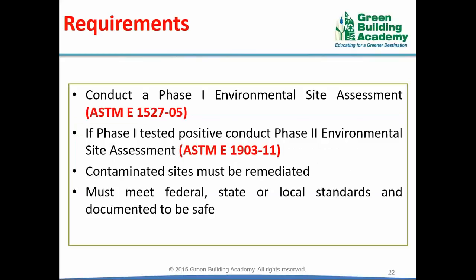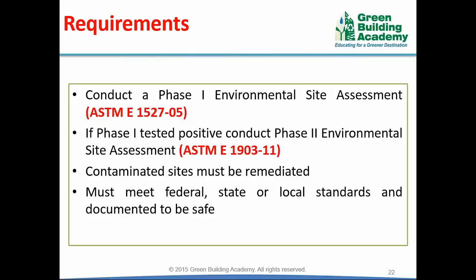So what are the requirements to get this prerequisite? You will conduct a Phase 1 environmental site assessment as per ASTM E1527-05, the standard from the American Society for Testing and Materials, that specifies what should be the strategy and requirement for conducting Phase 1 ESA. We will look into it in a while. If Phase 1 is tested positive, you will conduct a Phase 2 environmental site assessment, and contaminated sites must be remediated before development, and the remediation must meet federal, state or local standards and be documented to be safe for development. Okay. So that is the requirement to get this prerequisite.